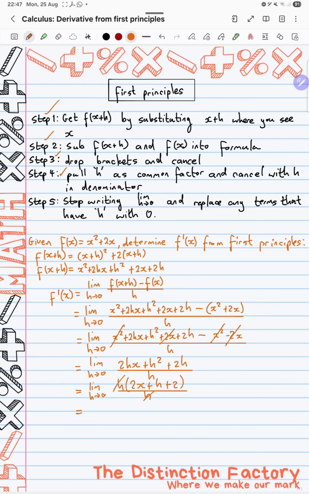So now it says that since we've canceled that h, it's our sign to stop writing this limit that we've been obliged to write all this time. And wherever we have h remaining, we can replace it with 0. So now what we're looking at is 2x plus 0 plus 2, which would be 2x plus 2. And now we have the derivative from first principles.